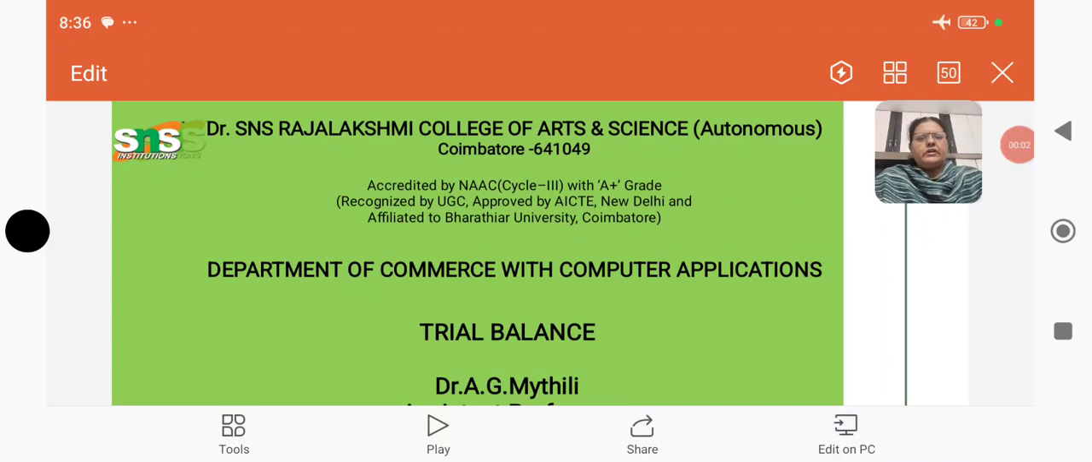Hello everyone. In this video, we are going to learn about trial balance, a fundamental statement in accounting. It helps us to verify the accuracy of ledger postings and ensures that the double entry system is correctly applied. By the end of this video, you will understand the meaning, definition, objectives, features, methods and preparation steps of trial balance.